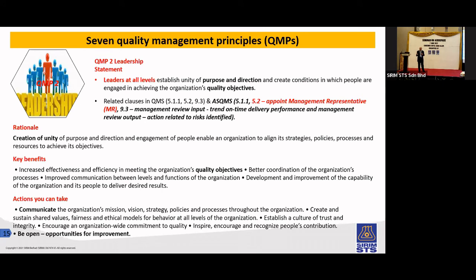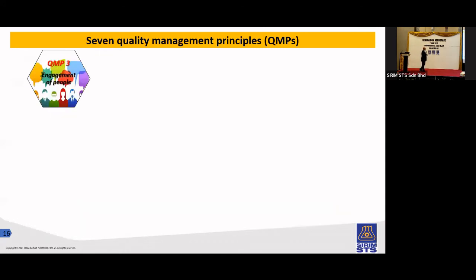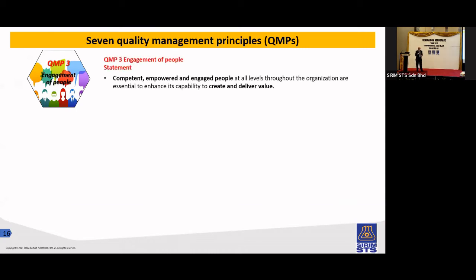Betul tak? Kalau kita tak ada problem, kita tak perlu kerja lah, tak ada masalah. Ya, technician pun tak perlu, apa pun tak perlu. So we need improvement. And number 3, engagement of people. So competence, empowerment, and engagement of people create and deliver the value.